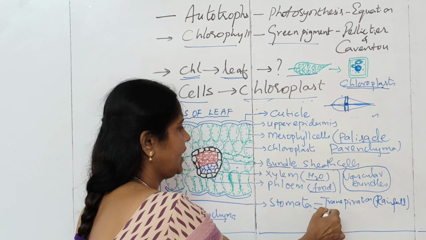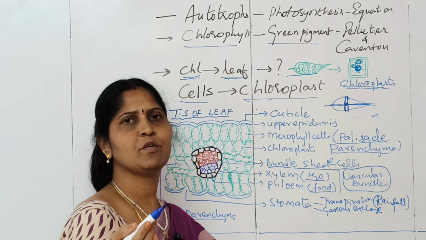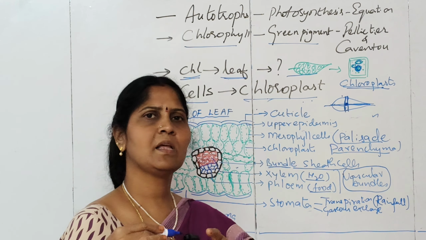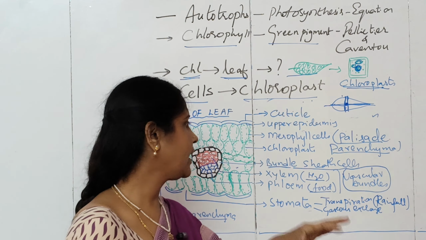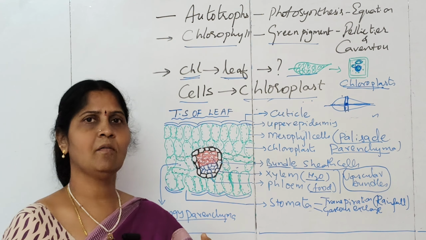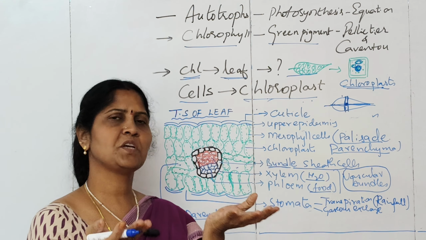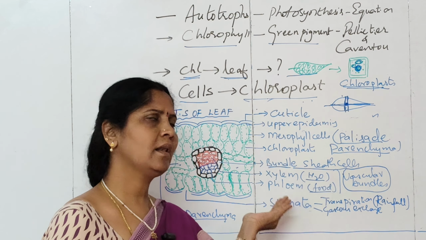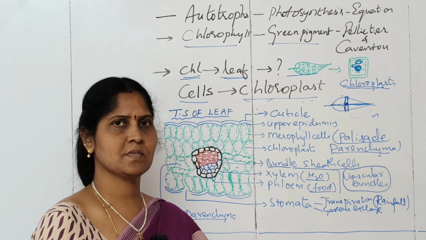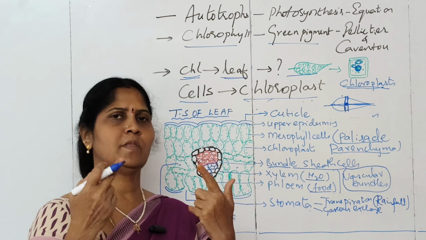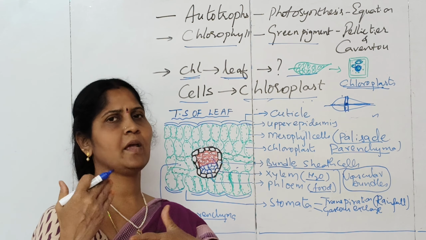One more function is that stomata help in gaseous exchange. What is gaseous exchange? Children, plants also have to take in oxygen for respiration, and they give out oxygen during photosynthesis. There is no nose as such for plants, so the nose of the plant is the stomata. Many stomata are present through which gaseous exchange takes place. During respiration, they take in oxygen and give out carbon dioxide, and during photosynthesis they take in carbon dioxide and give out oxygen.